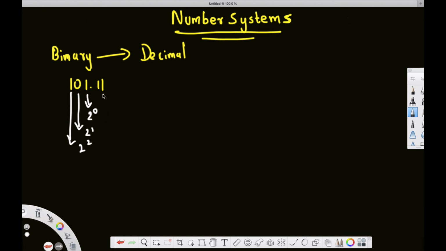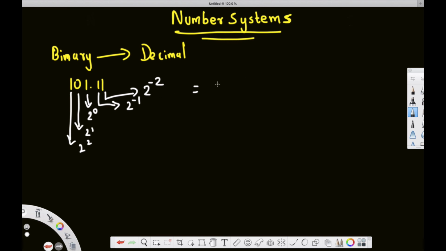In decimal we have seen that when we have a decimal point, whatever comes after it starts from power -1. For this one, same as that, we will have 2 power -1. This one is taking the place of 2 power -1 and this one is taking the place of 2 power -2. Now when we multiply and add, we will get the decimal value of this one.